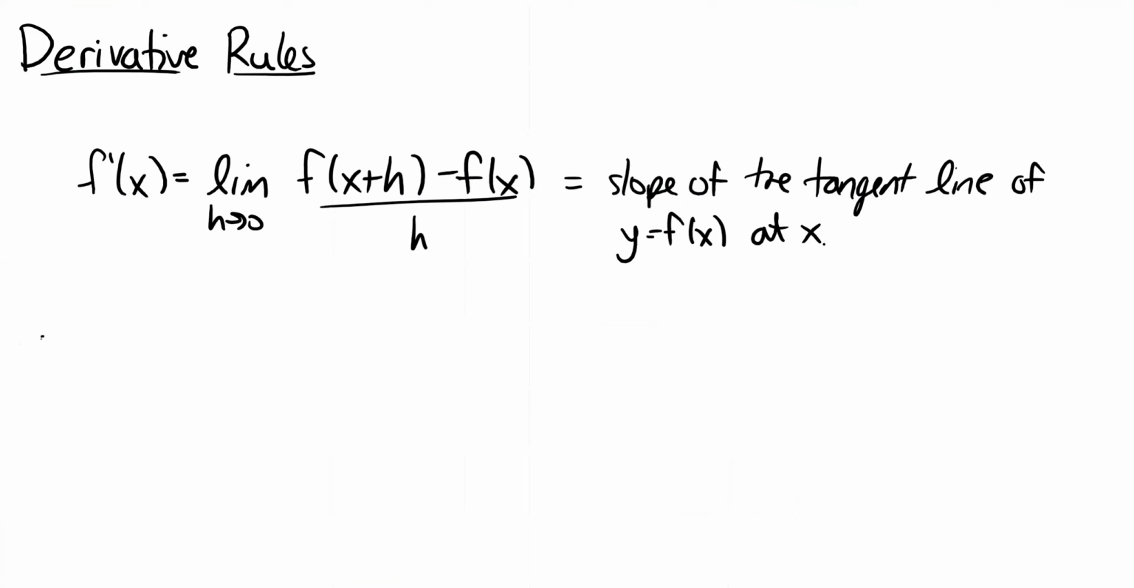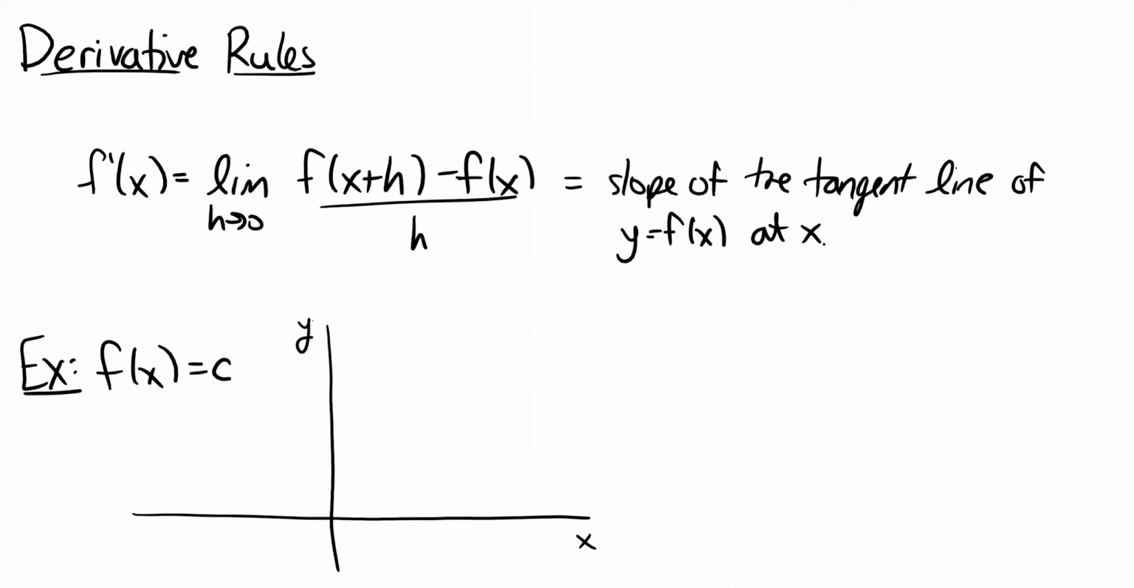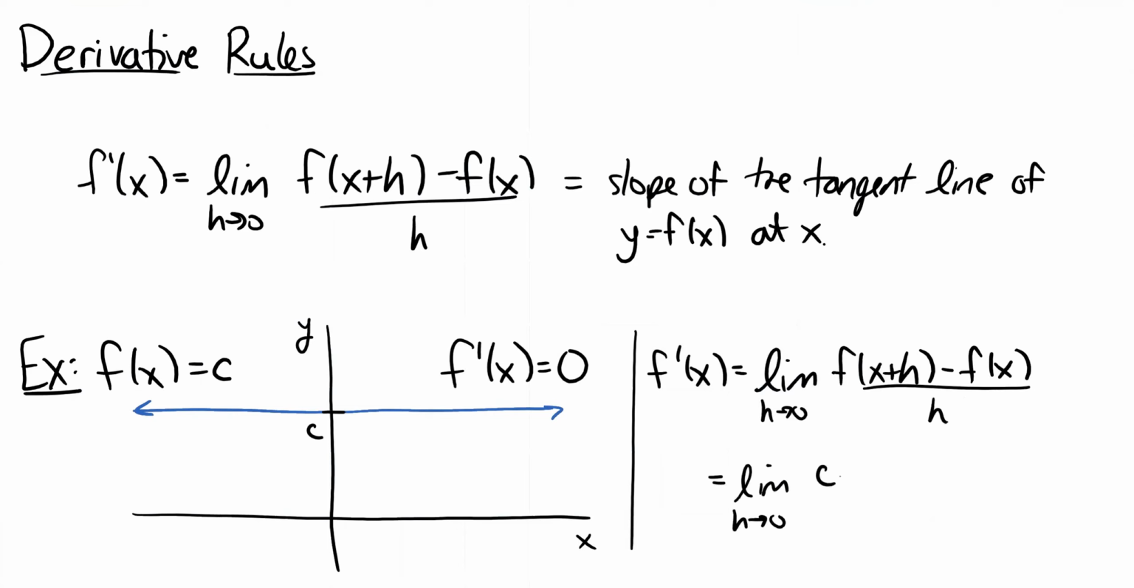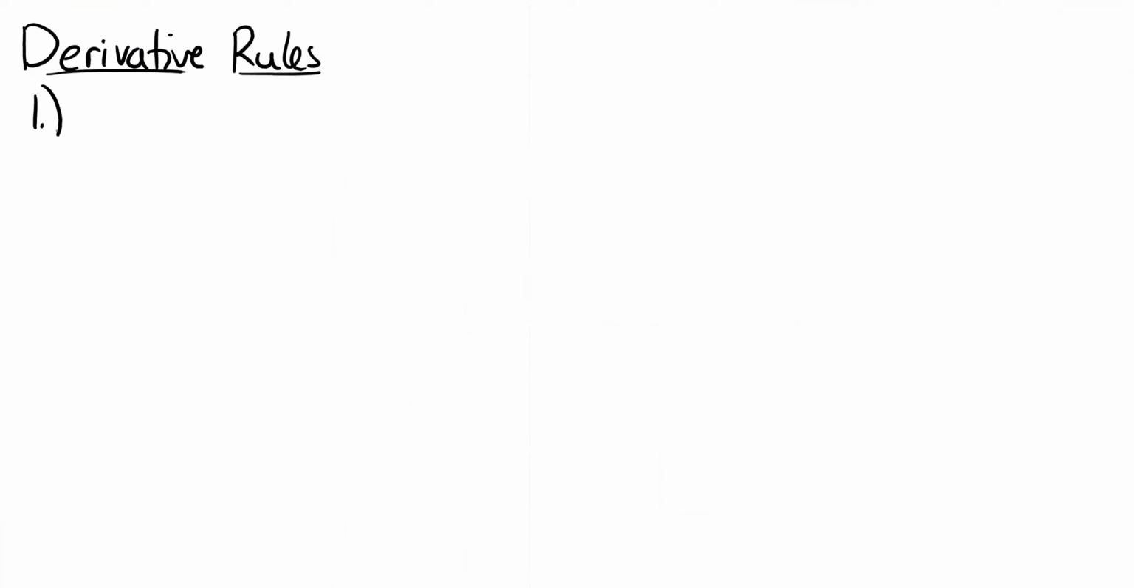For example, consider a constant function, f of x equals c. At every x, f isn't changing, so the derivative is 0. We can also use the limit definition of the derivative to check this. Since f is always equal to c, f of x plus h equals c, and f of x equals c, so the top becomes 0, meaning the limit itself will be 0. This is our first derivative rule. The derivative of a constant is always 0.